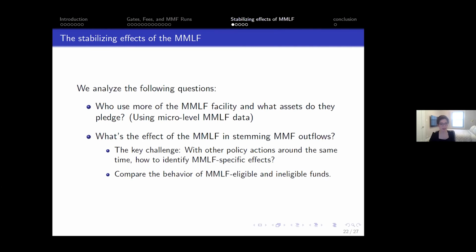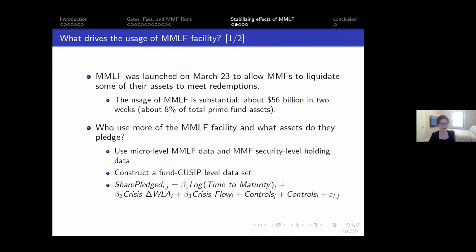How do you know it is MMLF specific effects, but not other policy effects that come with the general market? Okay, so in our study on what drives the usage of the MMLF facility, we show that first, this facility had a heavy usage, about 56 billion in 2 weeks of usage after the implementation of this facility.